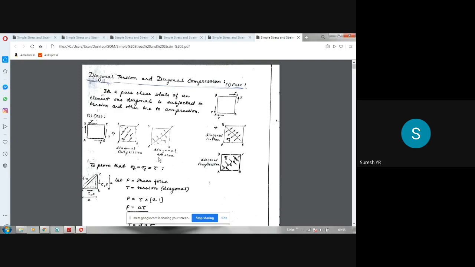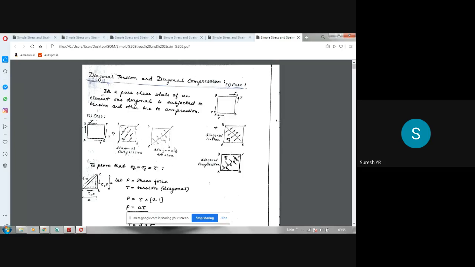In this case, the reverse will happen. Suppose you take this, what is the effect of this? If you take this, the AC diagonal will be subjected to tension here. See, it is subjected to tension. Naturally, BD will be subjected to compression.